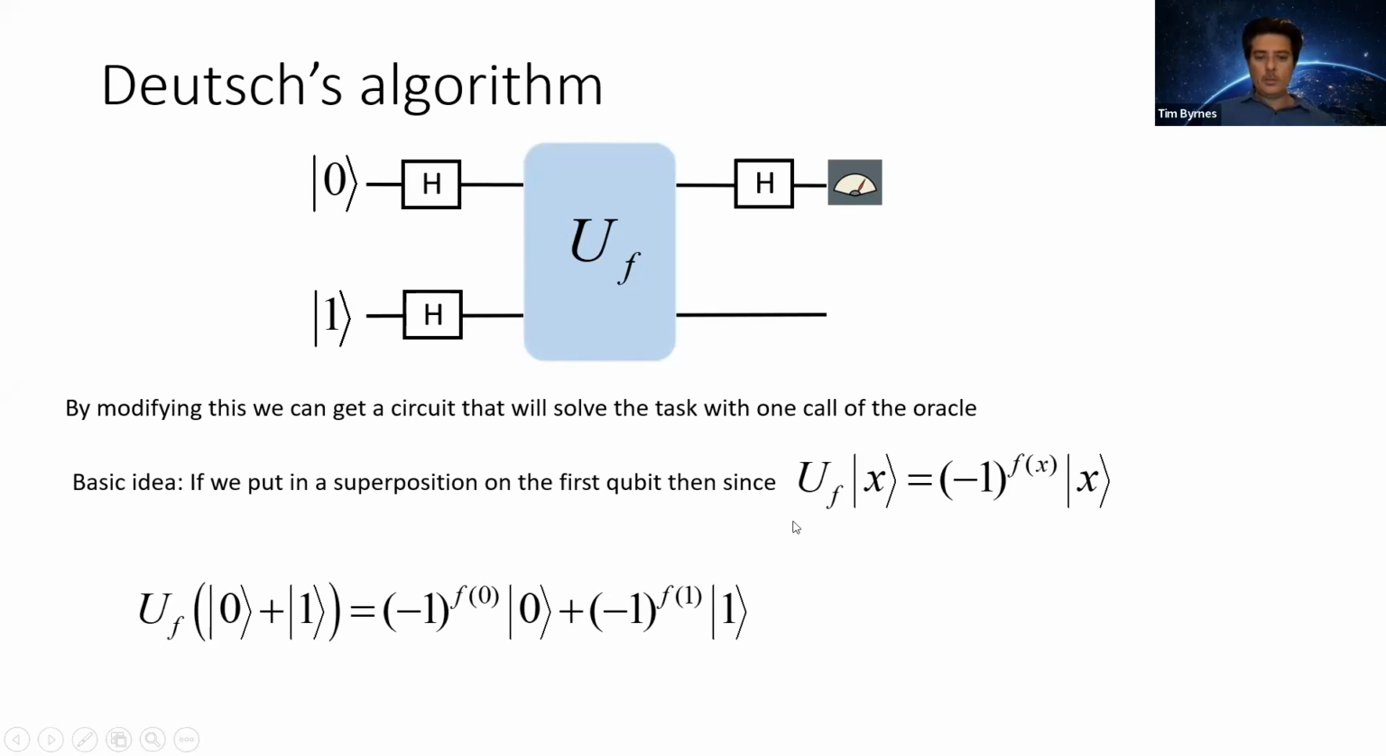So basically what's going to happen now is that we're going to have this superposition input here, which is 0 plus 1.